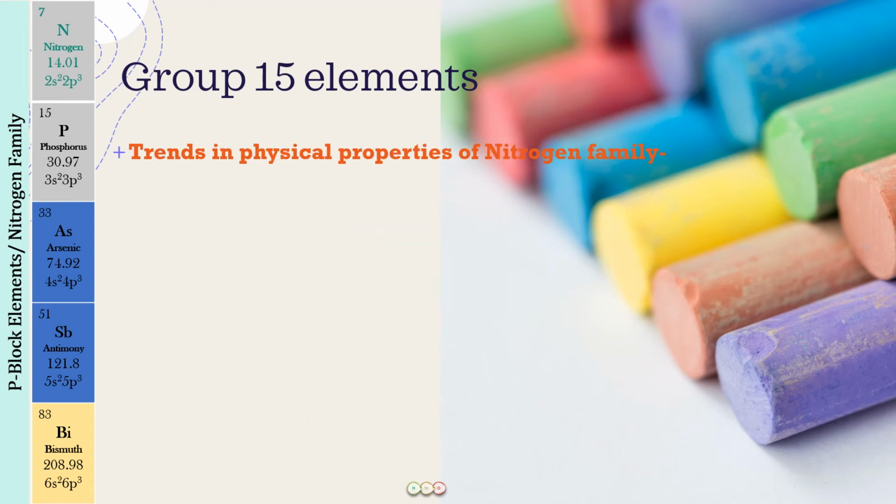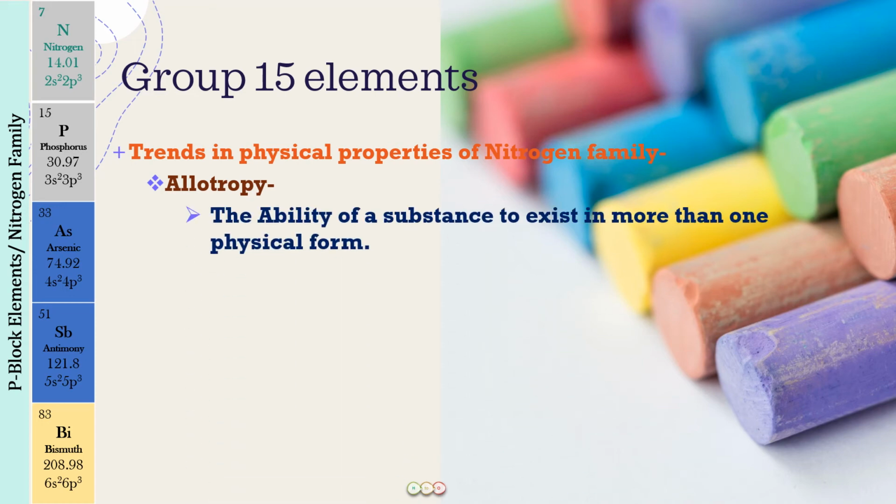So now the next trend that we will be learning is allotropy. First of all, what do we mean by allotropy? Well, this is the ability of a substance to exist in more than one physical form. For example, in class 11, you studied about the group 14 elements, carbon. So carbon also shows allotropy. It exists in more than one physical form. For example, it exists as diamond and as graphite.